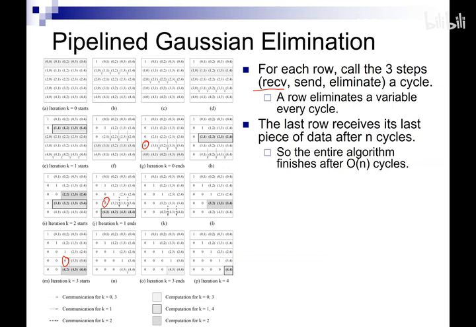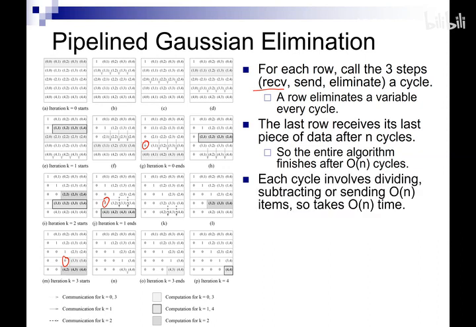But as soon as it gets one of these messages, then every new cycle, it can eliminate another variable. And it just takes a constant number of time steps to run each cycle. So therefore this entire algorithm finishes after order n cycles. Oh, sorry, I said that wrong. Everything finishes after order n cycles.